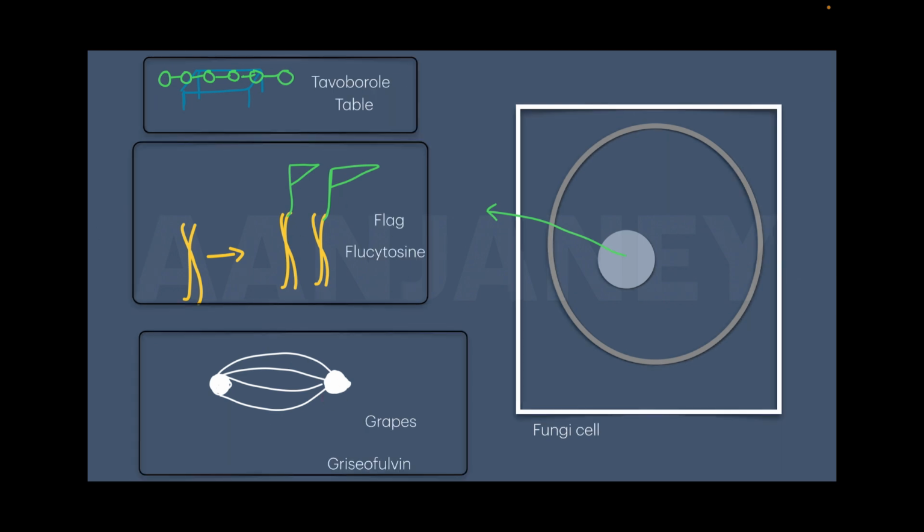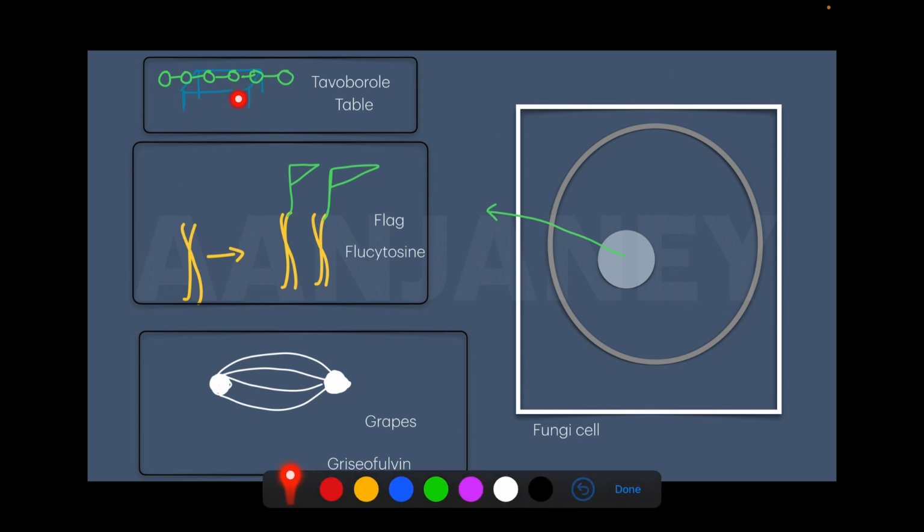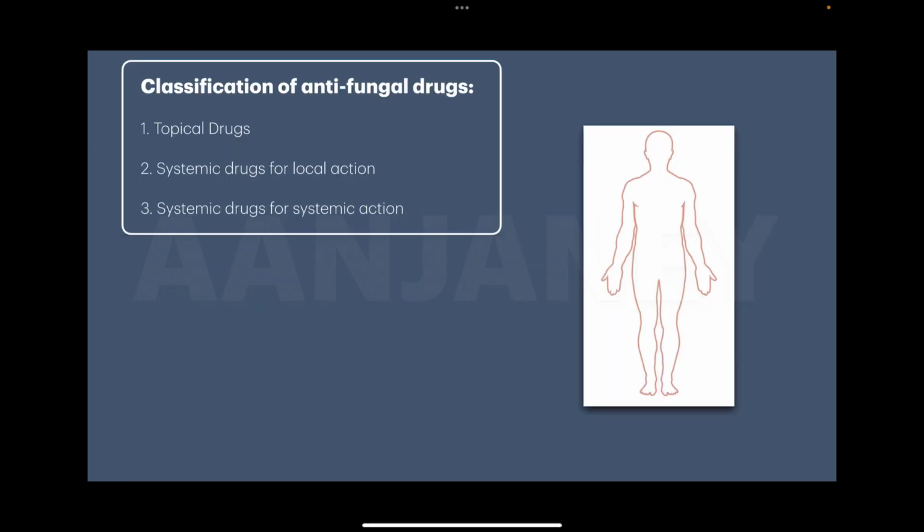See, here you have to imagine that a polypeptide chain is placed on a table. So tavaborole inhibits protein synthesis. Here is a flag which is placed on DNA. So flucytosine inhibits DNA polymerase, and the mitotic spindle you see looks like grapes. So griseofulvin inhibits mitotic spindle formation. So these were drugs acting on the structures of the cell.